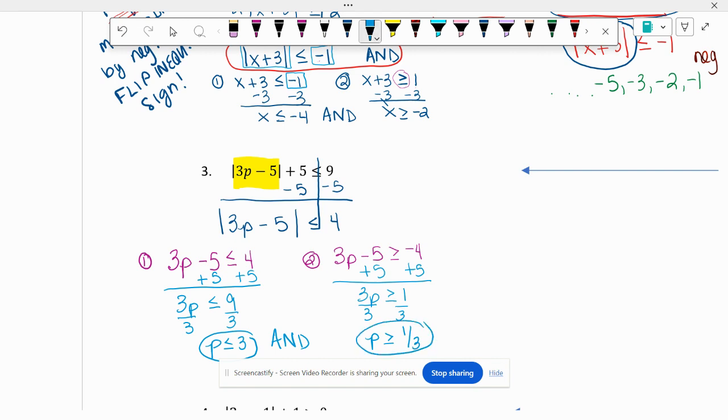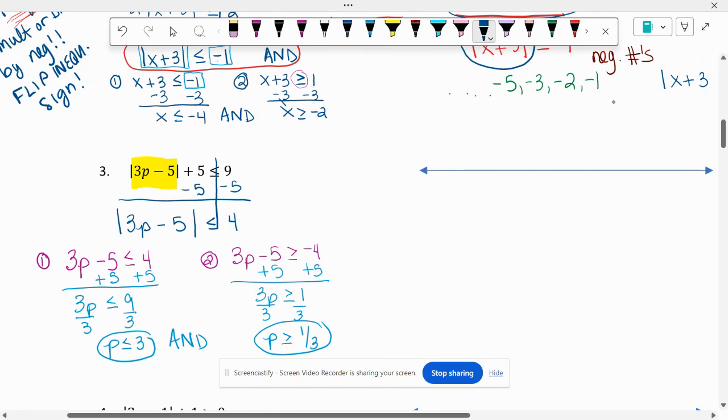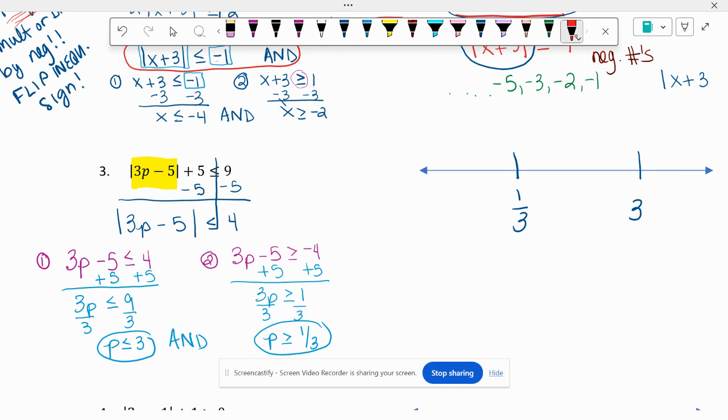All right, so I'm going to go to my number line, and I'm only going to put the two numbers that we're talking about on my number line. So I'm talking about the number 1/3, and I'm talking about the number 3. For the number 1/3, P is greater than or equal to 1/3. So it's going to be a closed circle, and I'm going to shade everything to the right of the 1/3. But the other inequality, P is less than or equal to 3. So closed circle on my 3, and I'm going to shade everything that's less than.